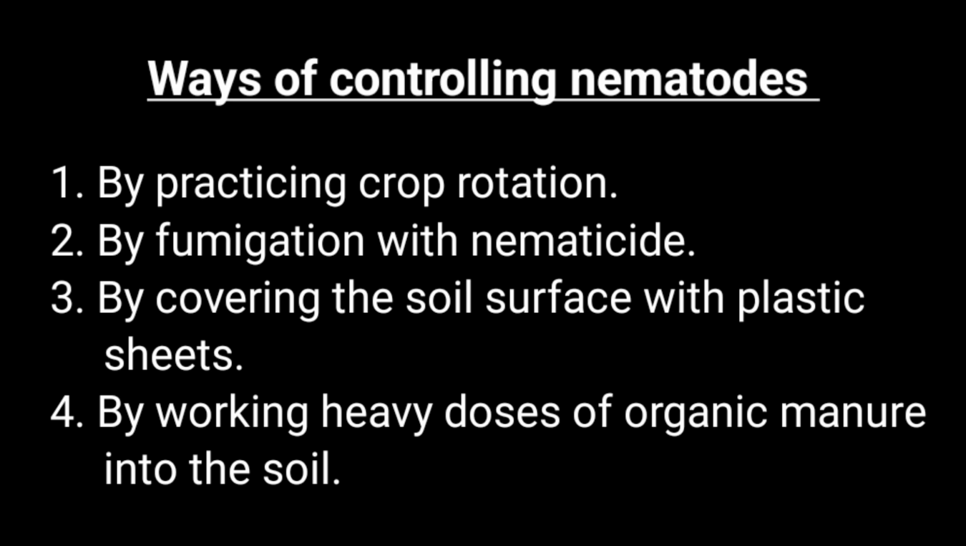All right, so let us look at the ways of controlling nematode. Number one, by practicing crop rotation. Number two, by fumigation. You fumigate the soil with nematicide. Number three, by covering the soil surface with plastic sheet. Number four, by working heavy dose of organic manure into the soil.